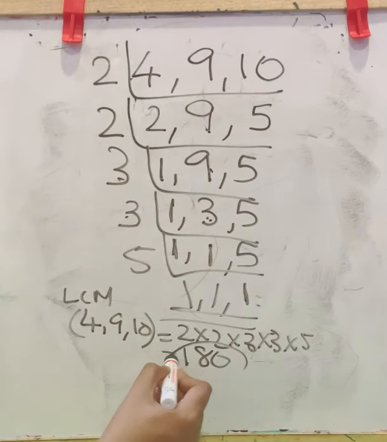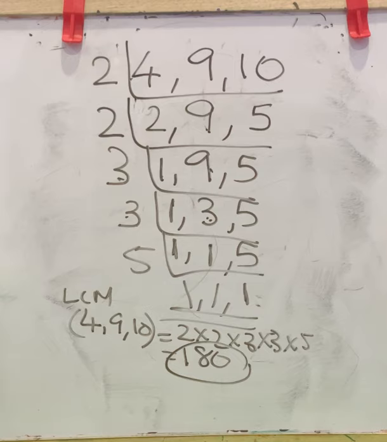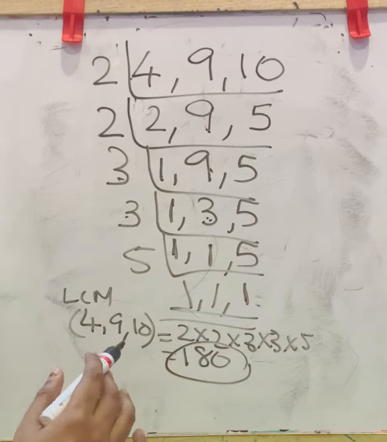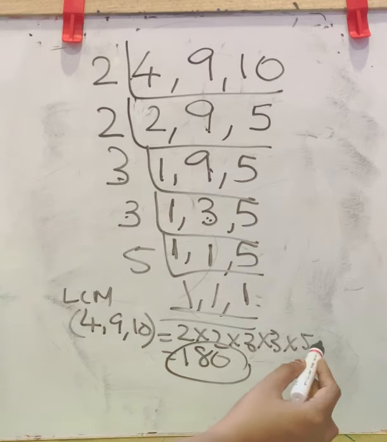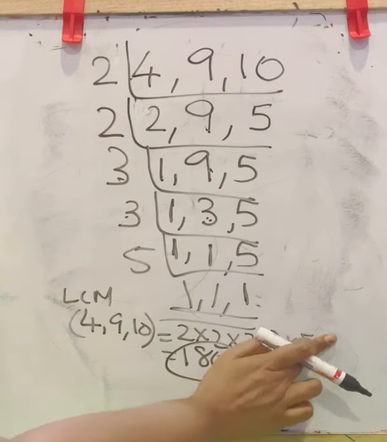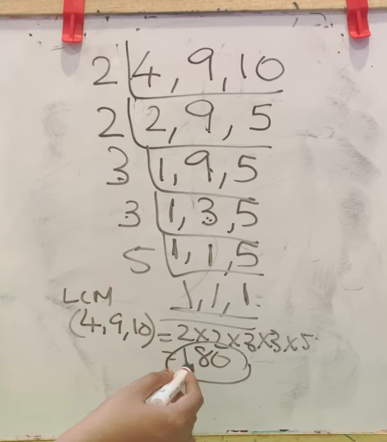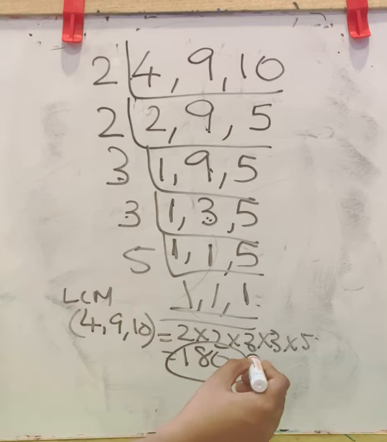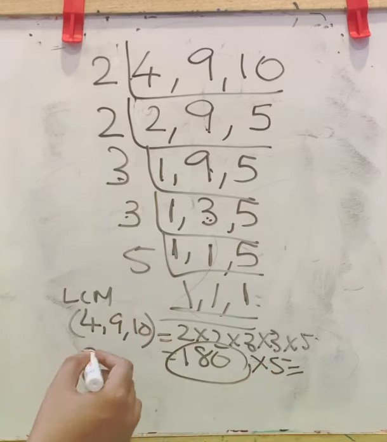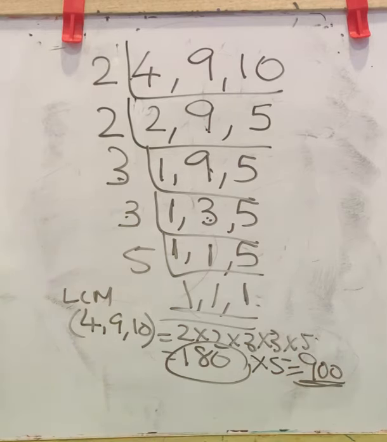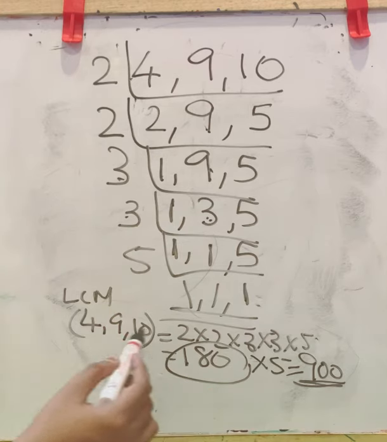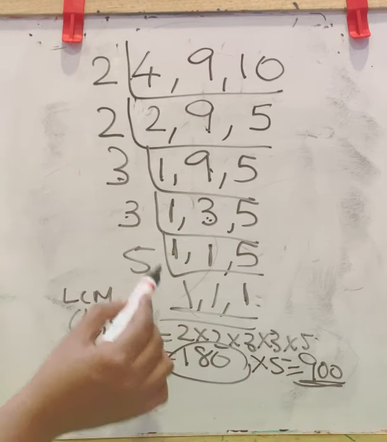Now you have to make this LCM a perfect square by multiplying by a number. 180 is not a perfect square number because here which number is missing? 5 has no pair. So which number must be multiplied to 180 to make a perfect square? 5 should be multiplied. So 180 into 5 is 900. Now this is a perfect square and this will be a multiple of 4, 9 and 10 too.